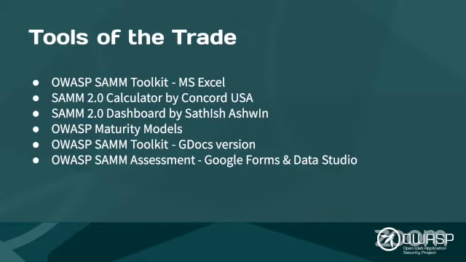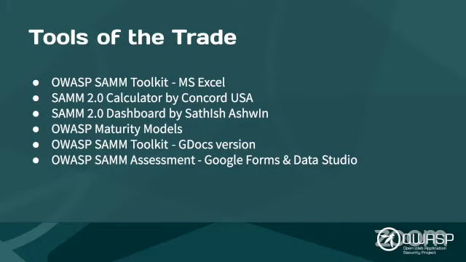There's the SAMM 2.0 calculator by ConcordUSA, which is a company that does security assessments and has made an assessment tool available for free online. The SAMM 2.0 dashboard by Sathish, which we saw earlier, is an outstanding job of presenting reporting and graphing of the assessment process. There's OWASP maturity models, which is a project that's been around since about 2017. Seems to be more oriented towards BSIM, but possibility for using for SAMM assessments as well.